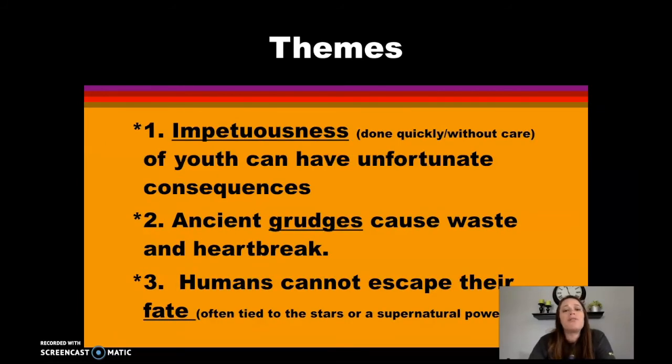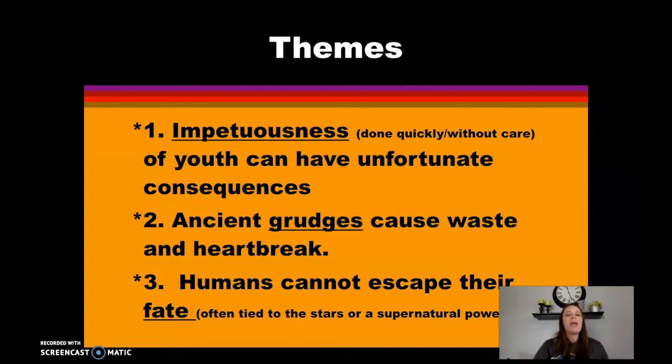Some themes you should be aware of in Romeo and Juliet. The first one is impetuousness of youth. That means kind of impatience. It's doing something quickly and without thought of consequences. And so one of the themes is how the impetuousness of youth can lead to unfortunate consequences. The second one is that ancient grudges or feuds can cause waste and heartbreak. So let stuff go, man. That's one of the themes.